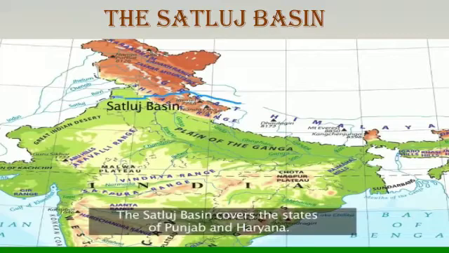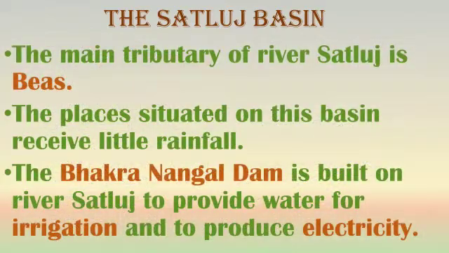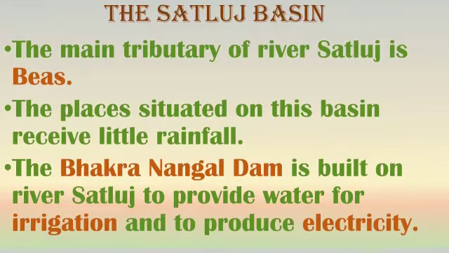The Satluj basin covers the states of Punjab and Haryana. The main tributary of river Satluj is Beas. The places situated on this basin receive little rainfall. The Bhakra Nangal Dam is built on river Satluj to provide water for irrigation and to produce electricity.